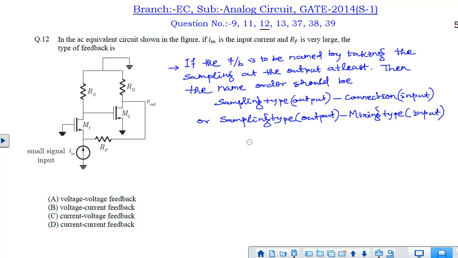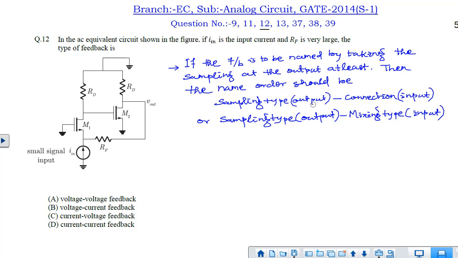Now let us consider how to name the feedback. If the feedback name is taken with sampling at the output, meaning either voltage or current is mentioned in the name of the feedback, then the name order should be like this. First the sampling type, that is the output, will be there. Then the connection name can be mentioned, or the mixing type can be mentioned. So it can be of 2 types. The feedback can be written in this way or in this way.